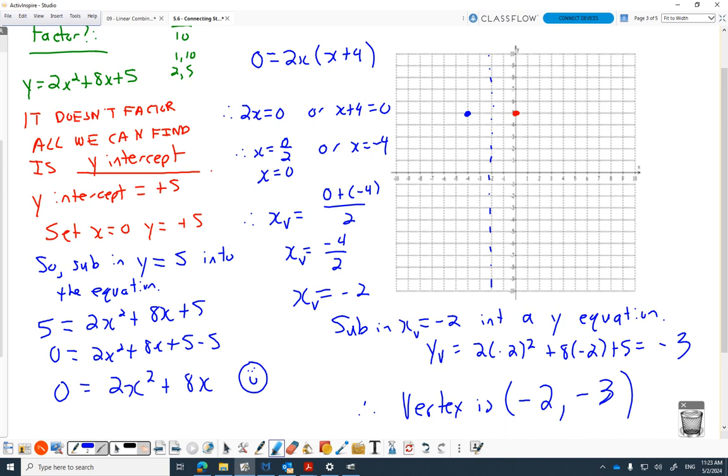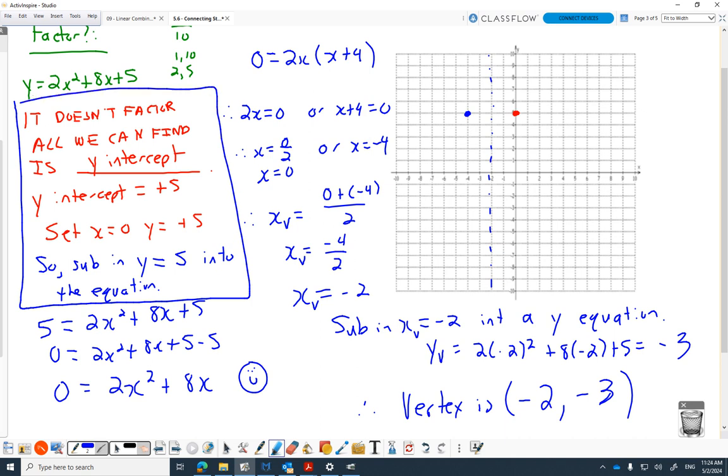Okay, if confused, all the confusion was right here. Everything outside of that box wasn't that bad. I mean, it was bad, but it wasn't that bad for us. But finding that symmetrical point, if it doesn't factor, yeah, that's trouble. I won't lie, that's trouble to know to do that.